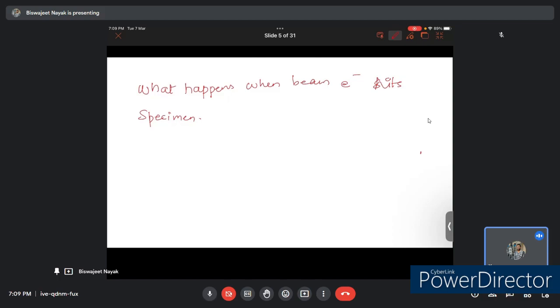So what are the things that an electron encounters when it hits the specimen? It goes through two types of scattering. One is elastic scattering and one is inelastic scattering.